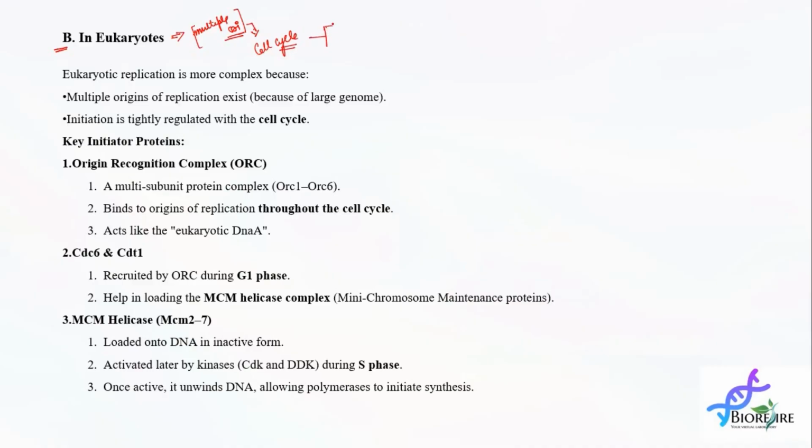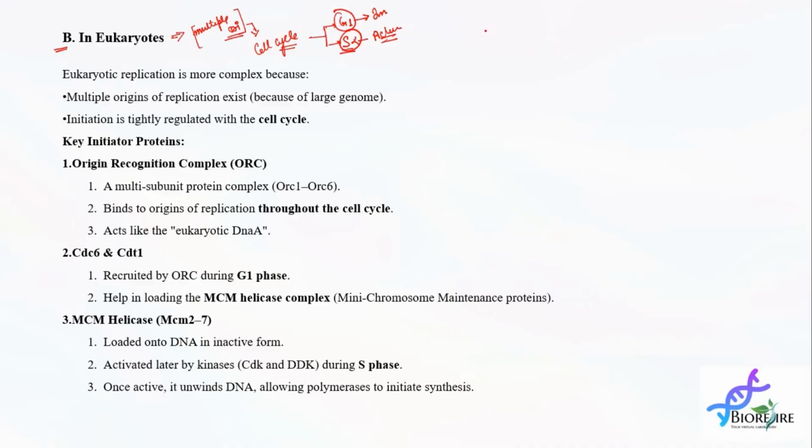Basically in G1 phase or in S phase. In G1 phase, initiation will start, but in G1 phase, this initiator protein will be inactive. At S phase, it will convert into the active form, and the replication process will start. G1 phase means preparation state, and S phase is the synthesis phase.